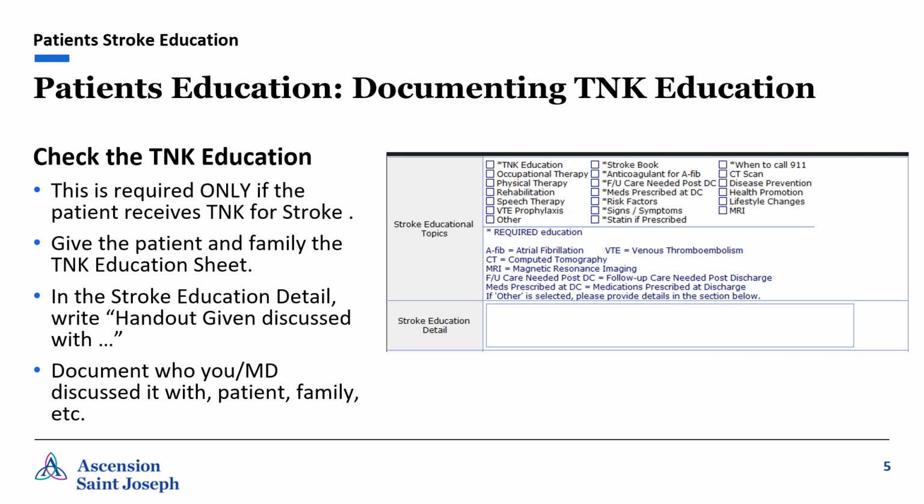So, if you or the MD discussed it with the patient's family, do not just put patient's family, put down the relationship of the family member and the family member's name, such as wife Mary Jo and son William Shepard. Also, be sure to put down which MD and which nurse discussed this with the patient.